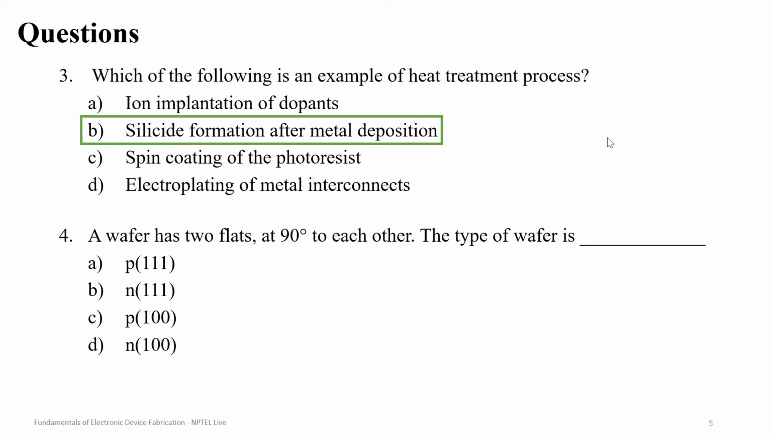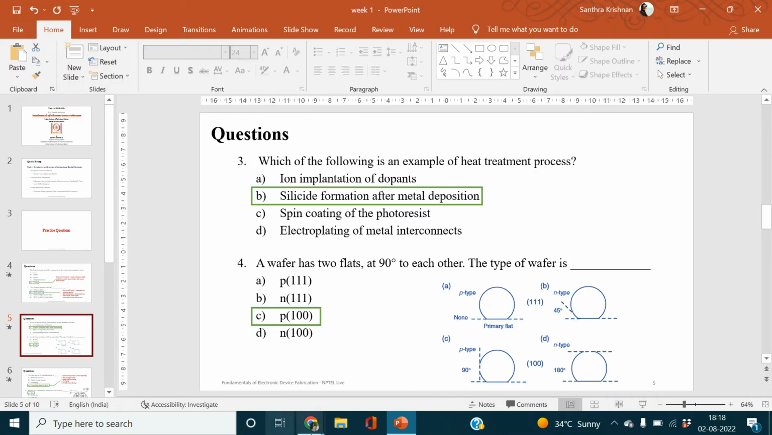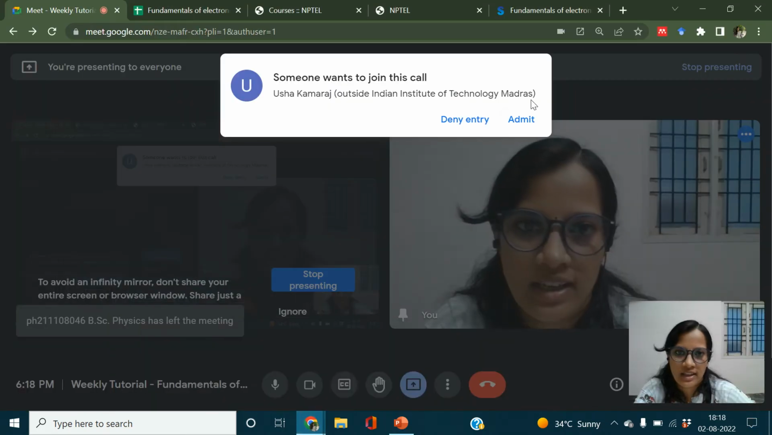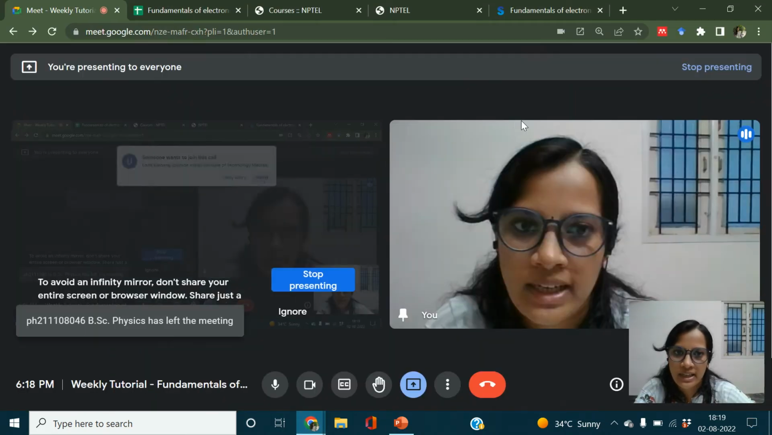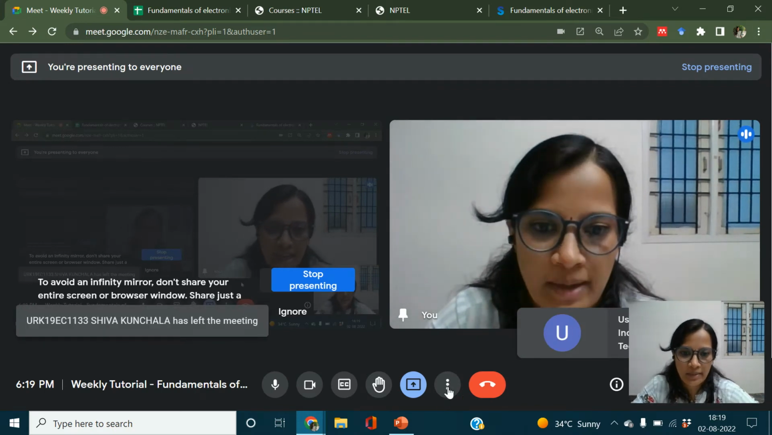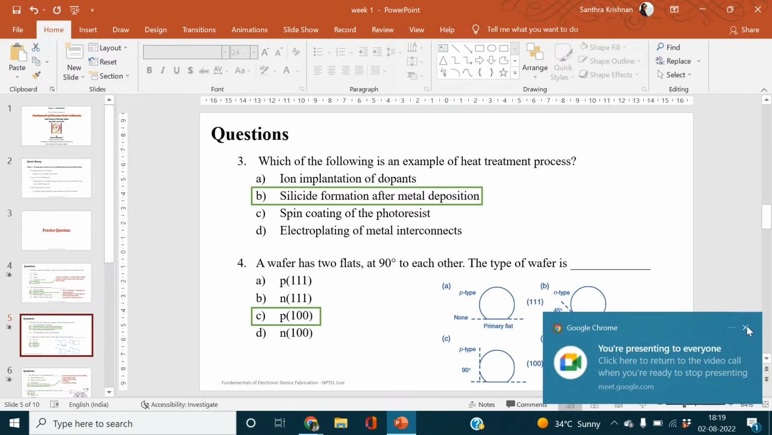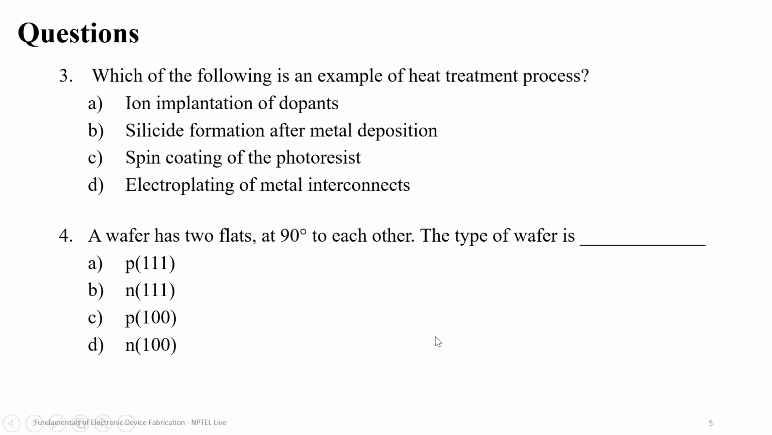So next question is, a wafer has two flats that are 90 degrees to each other. This type of wafer is... It's a quite straightforward question. Yes, P of 100 is correct. Everybody, next time onwards, please try to be on time. So P of 100 is the right answer.